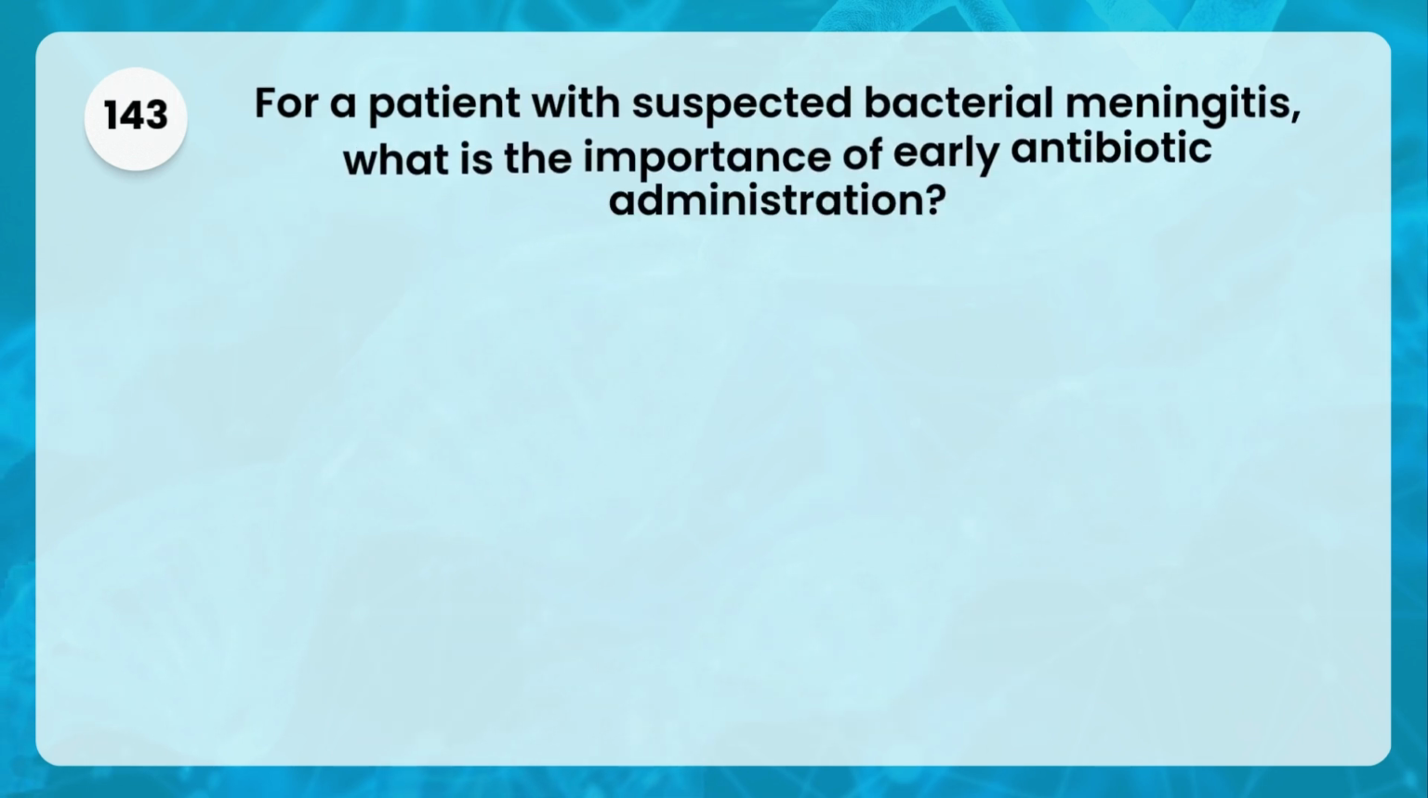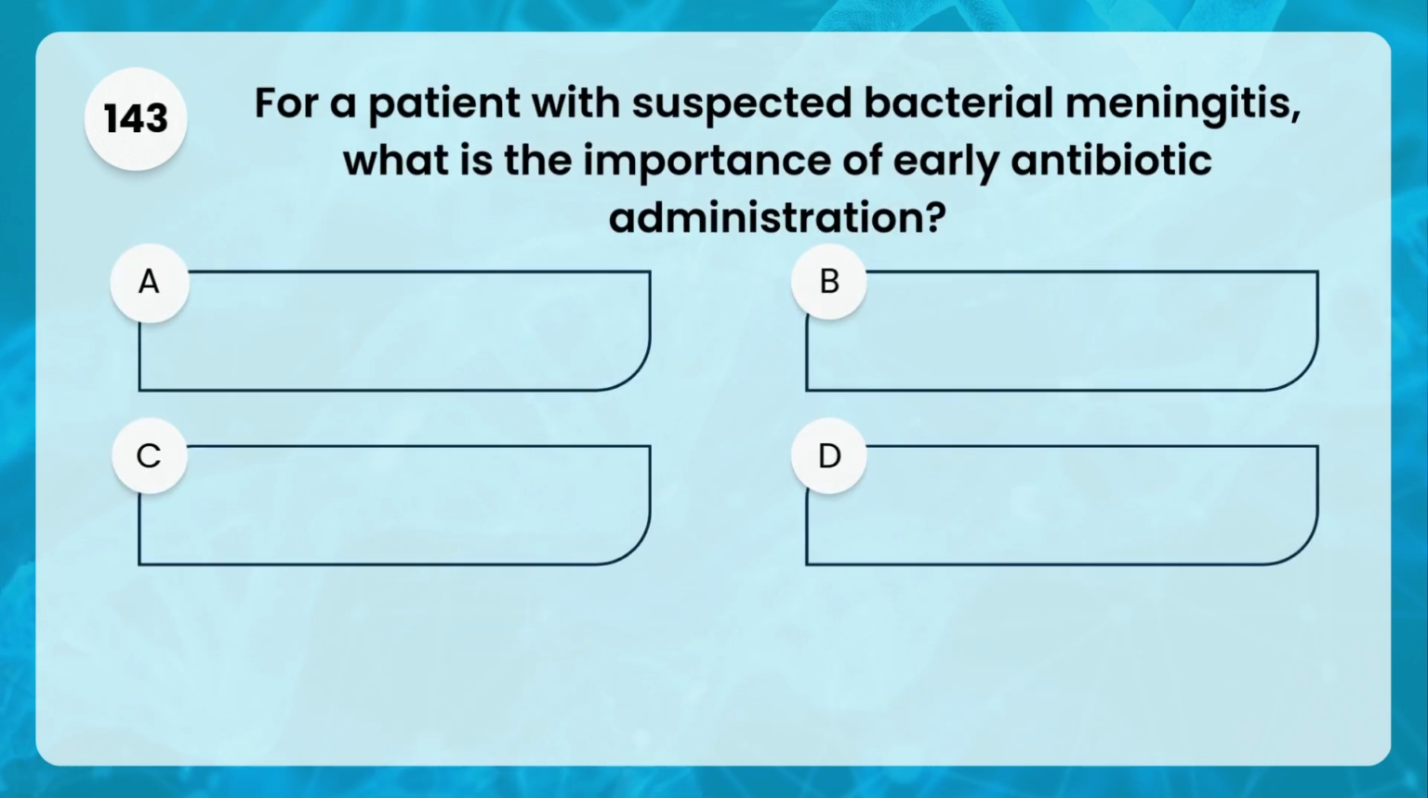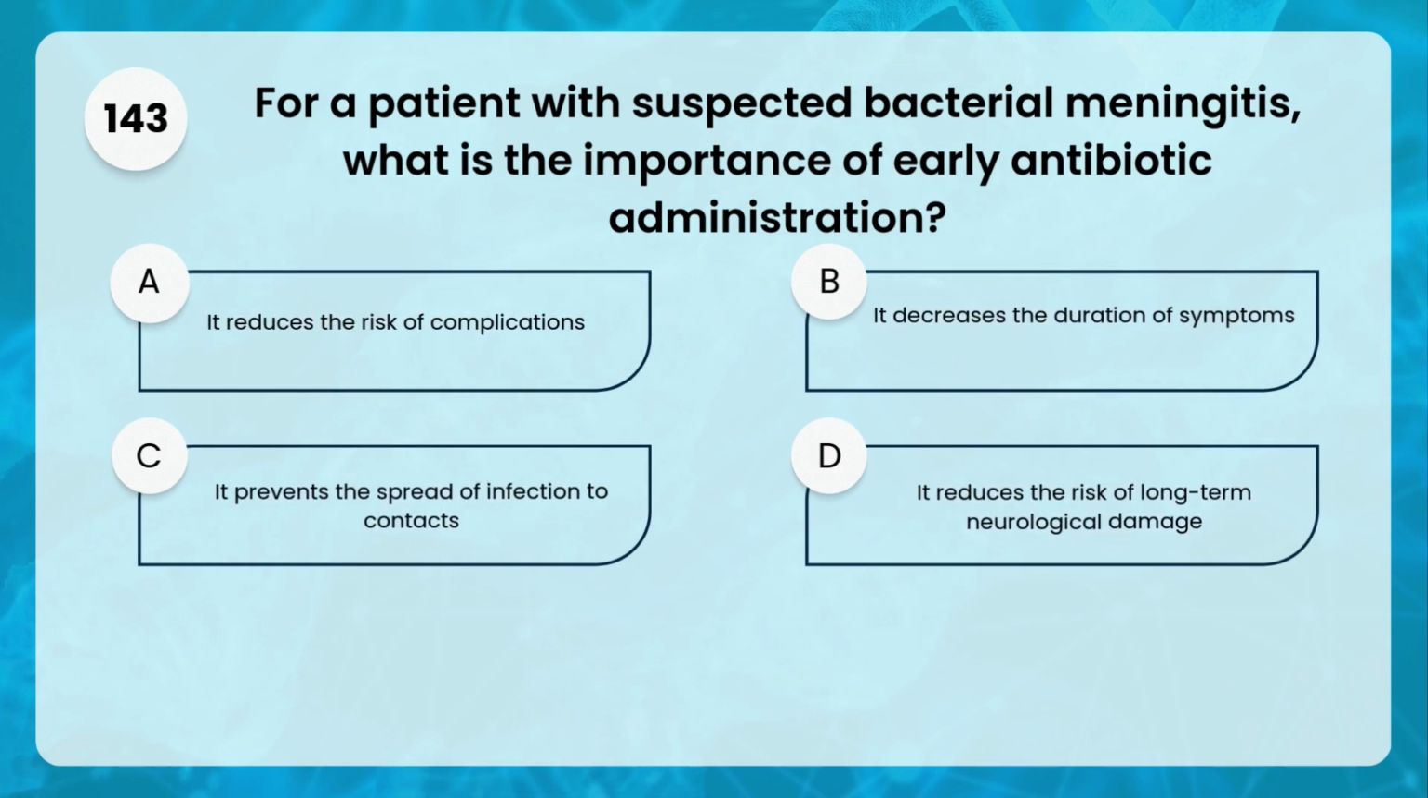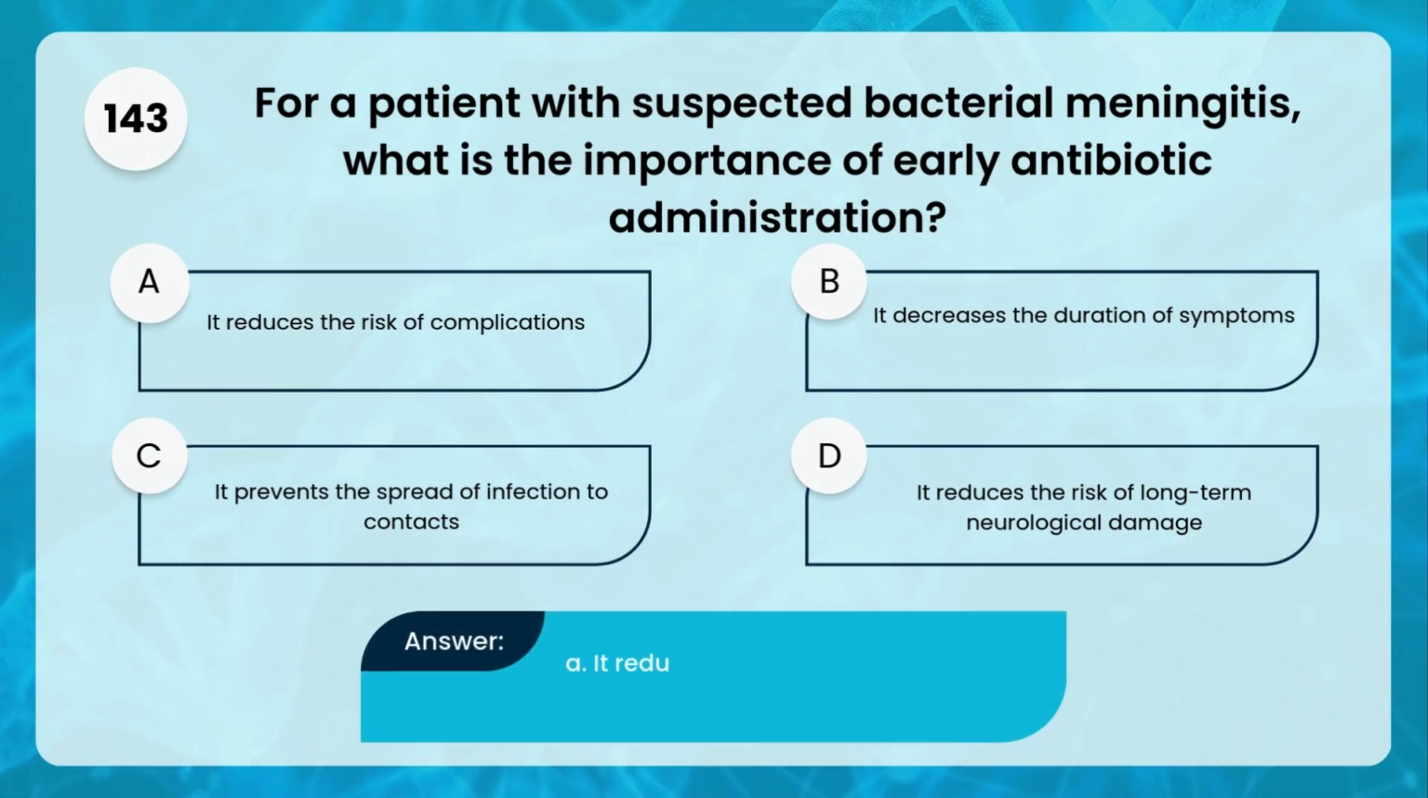143. For a patient with suspected bacterial meningitis, what is the importance of early antibiotic administration? A. It reduces the risk of complications. B. It decreases the duration of symptoms. C. It prevents the spread of infection to contacts. D. It reduces the risk of long-term neurological damage. The answer is A. It reduces the risk of complications.